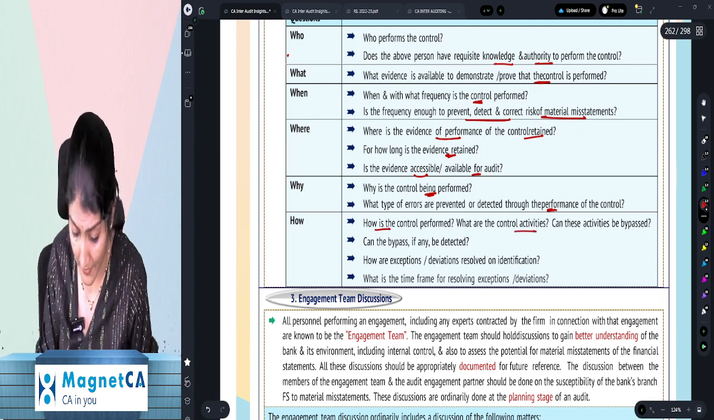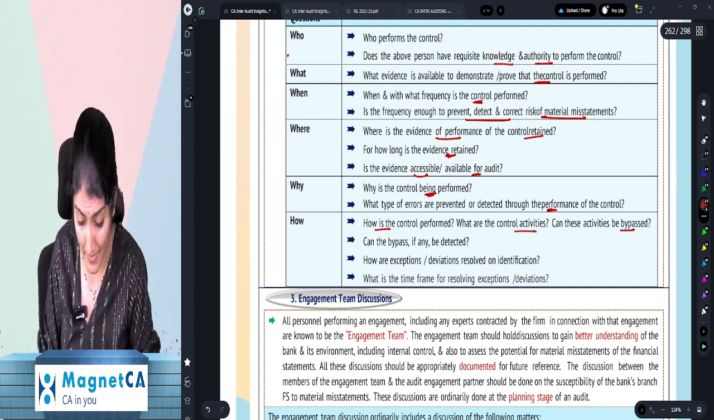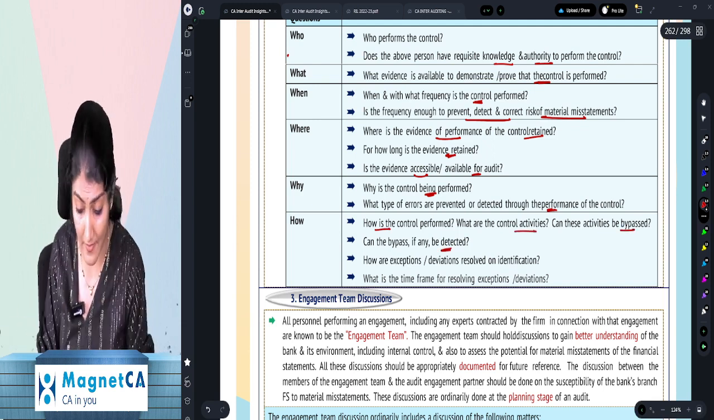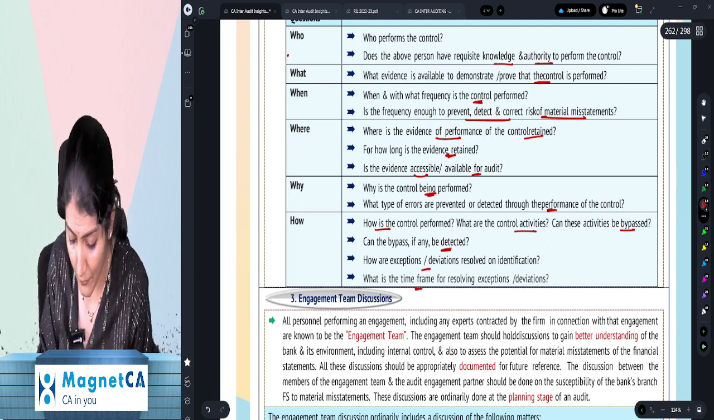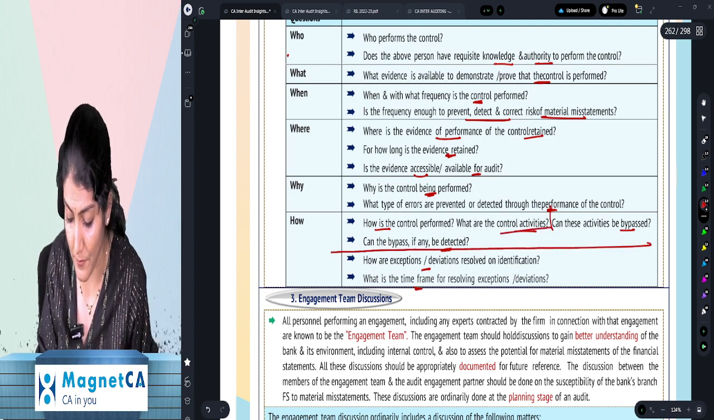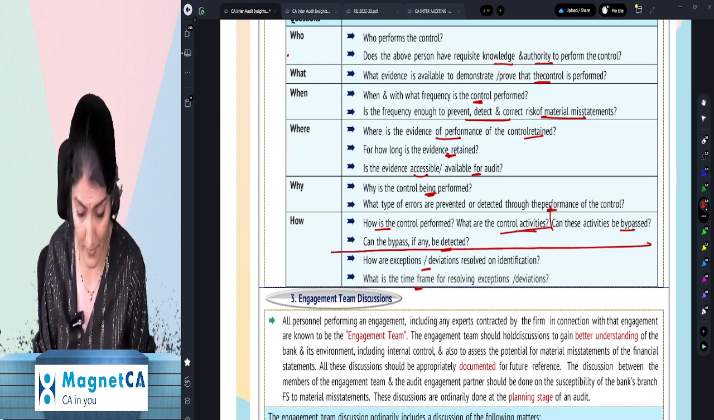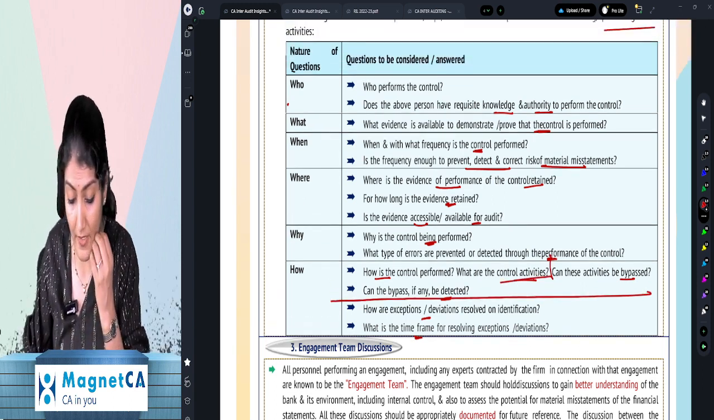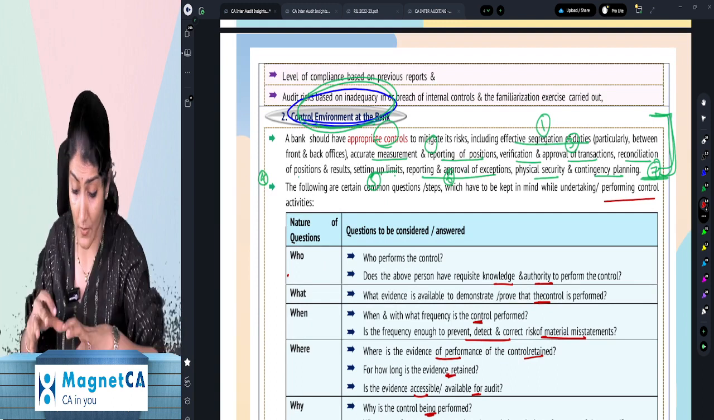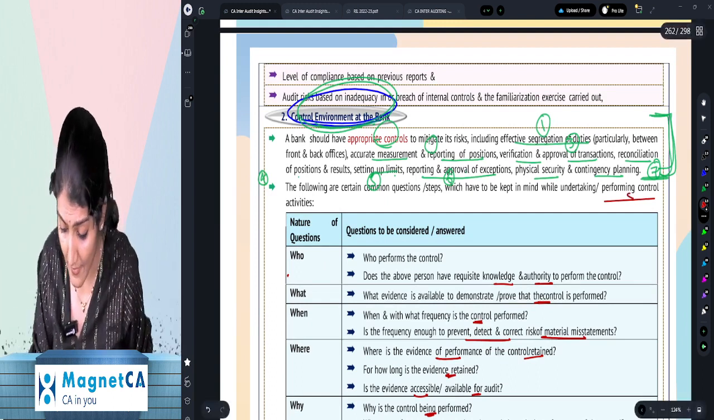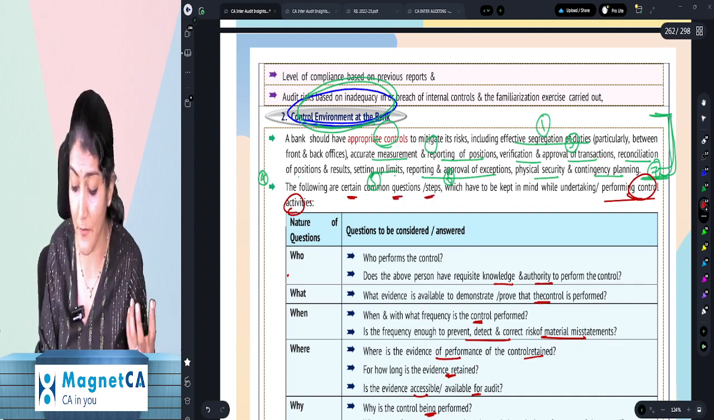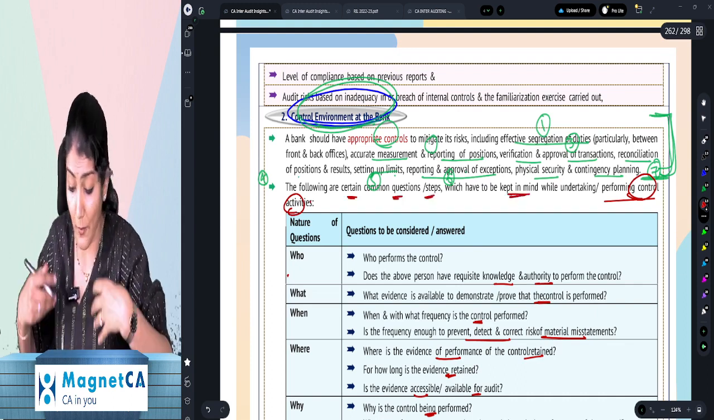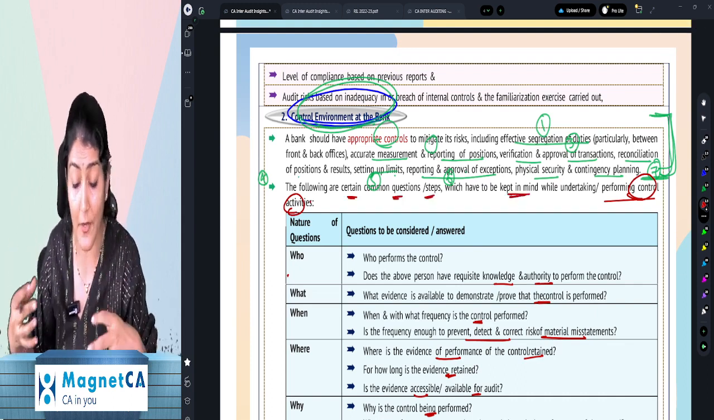What are the activities? Can these activities be bypassed? If they are bypassed, can they be detected? What are the deviations and exceptions? And what is the time frame for resolving the deviations and the exceptions? What is the time frame? So that is where they have the questions regarding the controls and the control activities in the organization. What are the common questions and steps which have to be kept in mind while undertaking or performing the control activities.